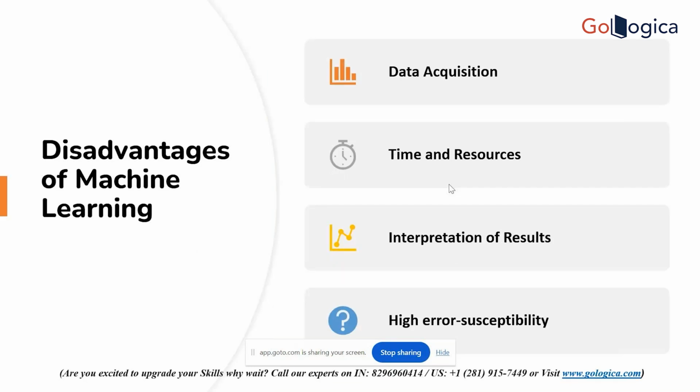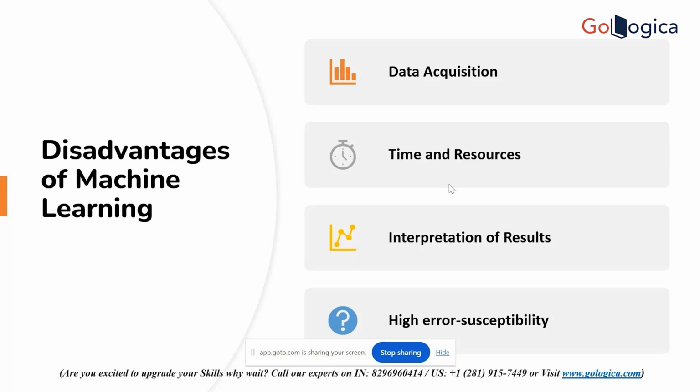Of course. The first one is data acquisition. Machine learning requires a massive amount of data sets to train on, and these should be inclusive, unbiased, and of good quality. There can also be times where we must wait for new data to be generated.